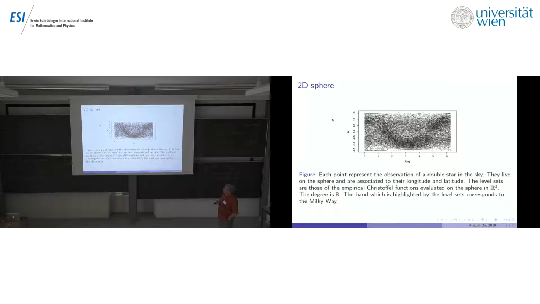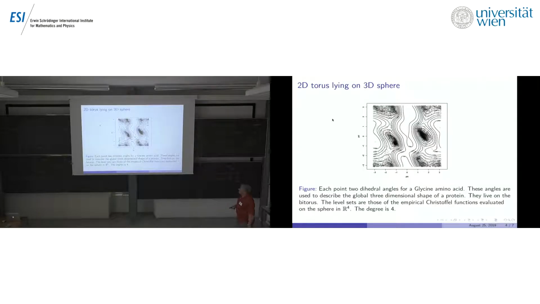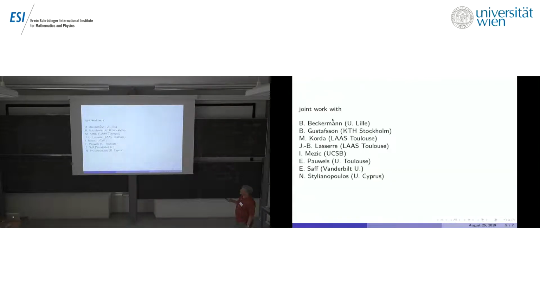If we look at double stars in the sky, again, this will detect, for instance, the Milky Way. These are the level sets of the Christoffel function, and you see the Milky Way in the distribution of double stars on the sphere now, because we treat the sky, just the projection on the sphere. So we live on another algebraic variety. To the torus, these are some DNA measurements. I'll not go into this, just to show you that this tool is very relevant for real applications.